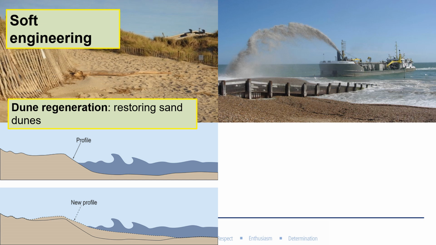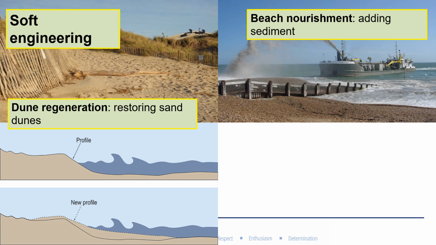A disadvantage of dune regeneration and the dune fencing is people often ignore the fences, so people can climb over it, which damages the dunes. Therefore, the dunes, if destroyed, cannot act as a barrier.